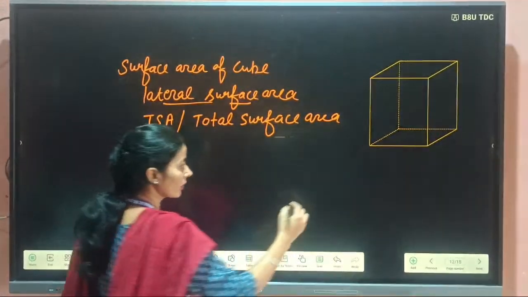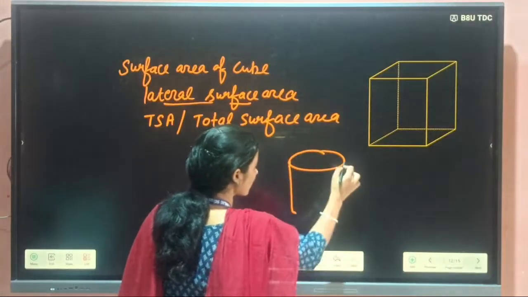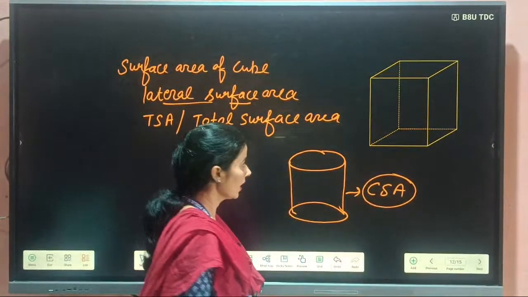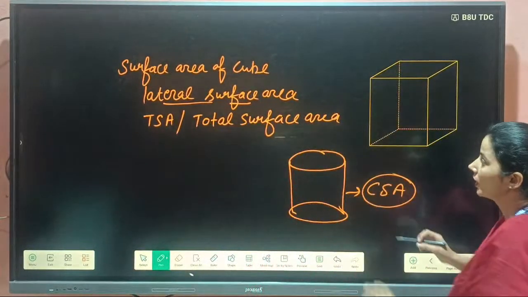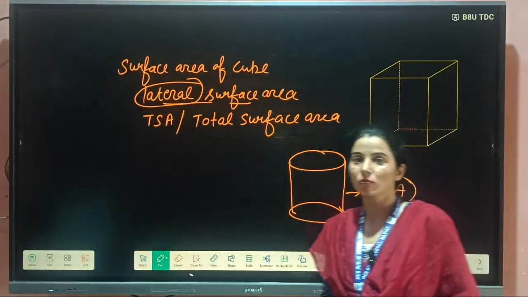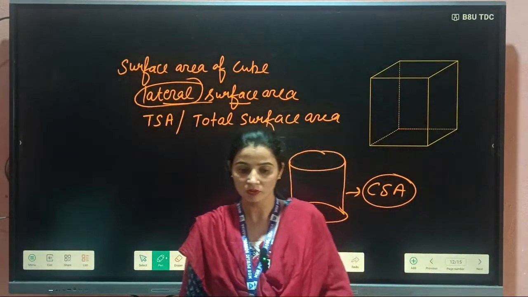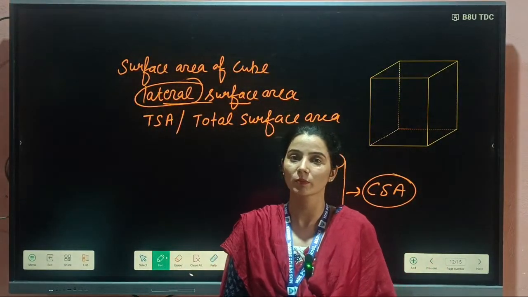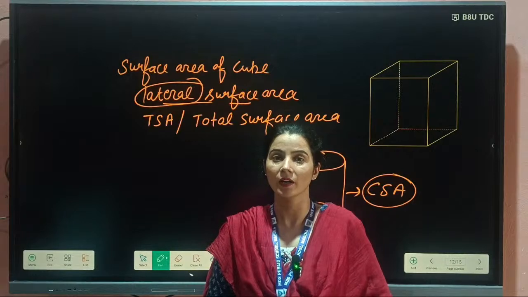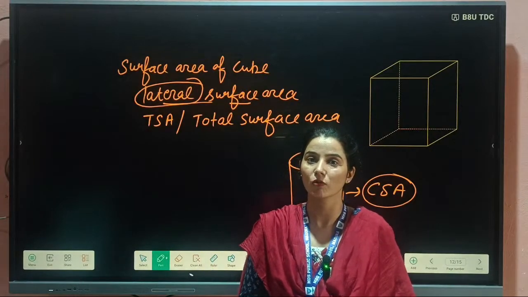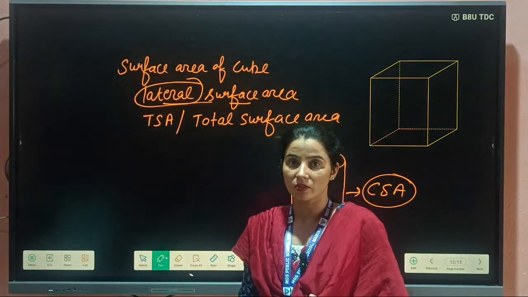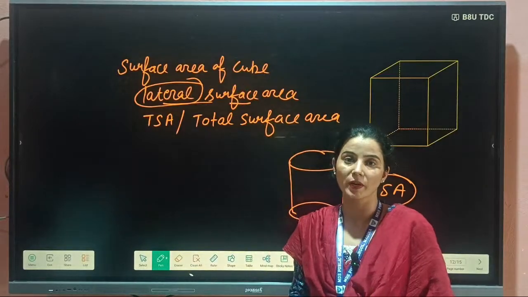In round figures where faces are curved, the word I will use is CSA, that is curved surface area. Where figures have edges, we use the word lateral. In lateral surface area, we have to count their 4 faces. Suppose you are sitting in a cube shaped room and count their 4 faces. You do not count bottom and top. So how many faces will you get? 4 faces. So lateral surface area means area of 4 faces, leaving top and bottom.